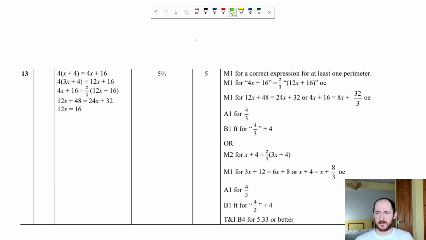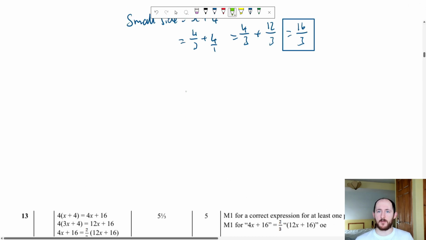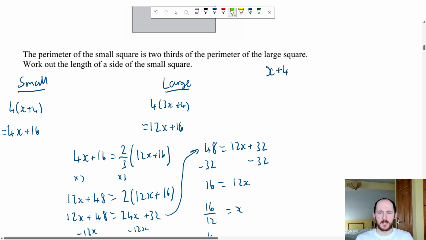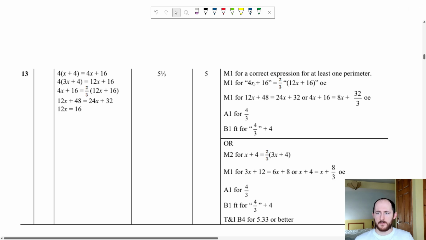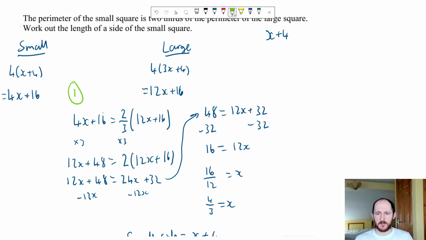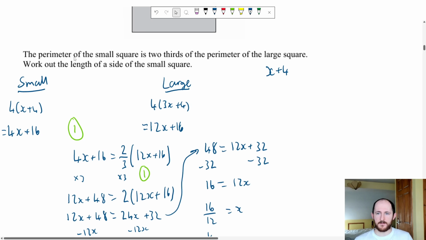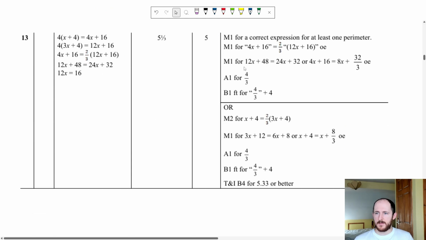And let's have a look. The first thing I want to make clear is it does say "or" here. So these are two separate methods. M1 for a correct expression for at least one perimeter. Well, we've got both perimeters, so we get 1 mark, right? M1 for 4x plus 16 equals 2/3 of 12x plus 16. So in other words, when we equated them using the information here, then it says basically just for either expanding or rearranging, so that's quite nice.